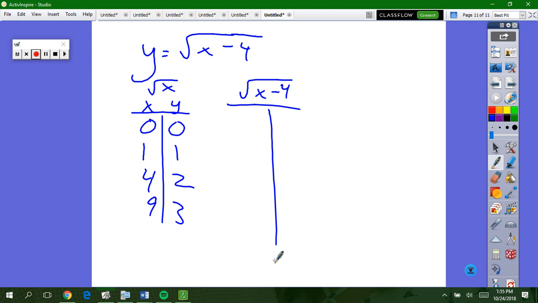The reason being is, I'm basically asking, when will this guy equal 0? Oh, it's when it's 4. So notice I went from 0 to 4. So what did we do? We shifted that to the right 4. I'm going to ask, when does this guy equal 1? Oh, when it is 5. And 9 and 13. You guys see how I moved all my x values.